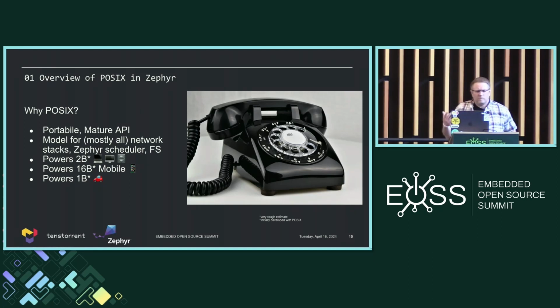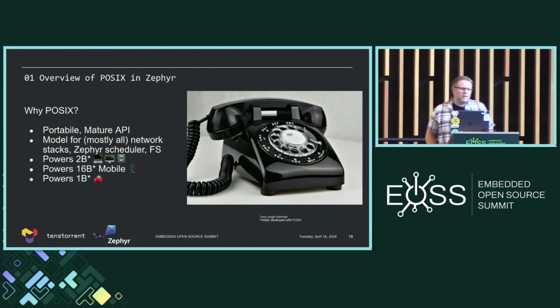So I guess a question that everybody always asks me is why POSIX? Why POSIX and Zephyr? It's a portable, mature API. You get portability. You get a confidence that your application will run from one target to the next, which is really useful. It's been incredibly useful for all network operations. It also served as inspiration for a lot of our scheduler API and a lot of our file system API.